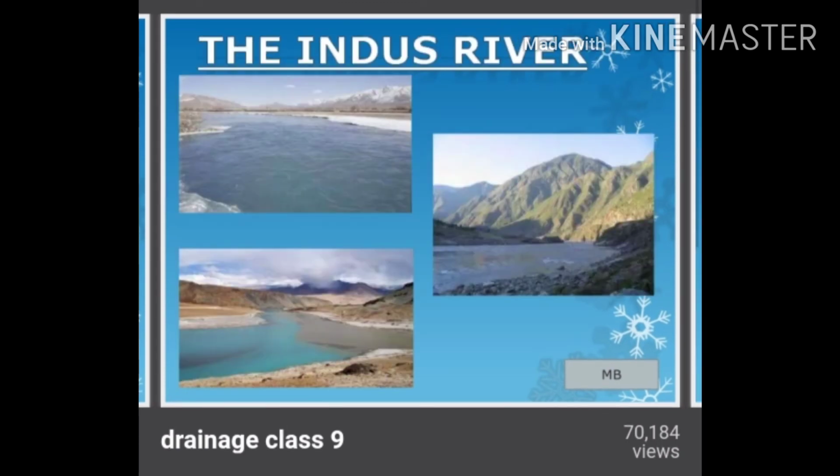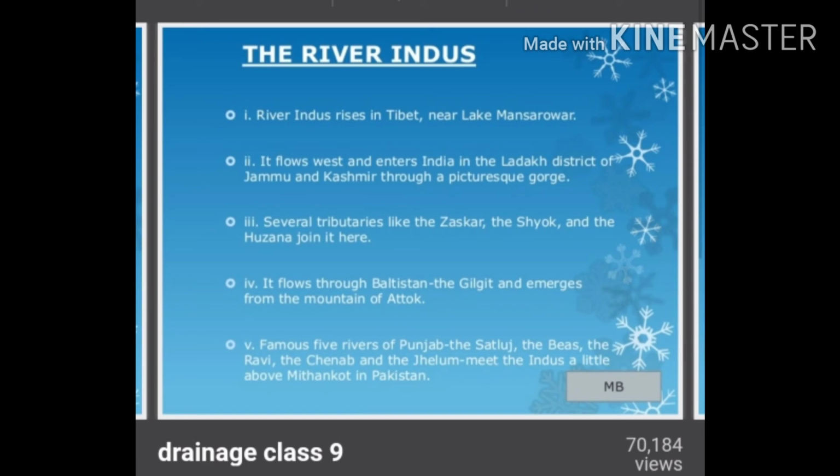Here you can see the Indus river. So today we will talk about the river Indus. River Indus rises in Tibet near Lake Mansarovar. It flows west and enters India in the Ladakh district of Jammu and Kashmir through picturesque gorges, and several tributaries like the Zaskar, Shyok and the Nubra join it there.